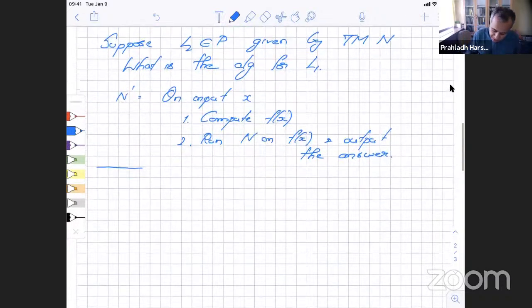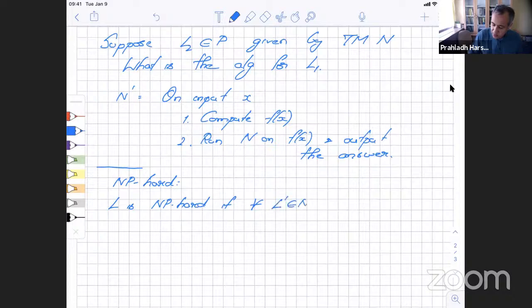So in particular, you can use this notion of reduction to capture what is the hardest problem for a class. We can define the notion of NP hard. We'll say that L is NP hard if for all languages L prime in NP, L prime is polynomial time reducible to L. Therefore, everything in NP reduces to this particular problem.